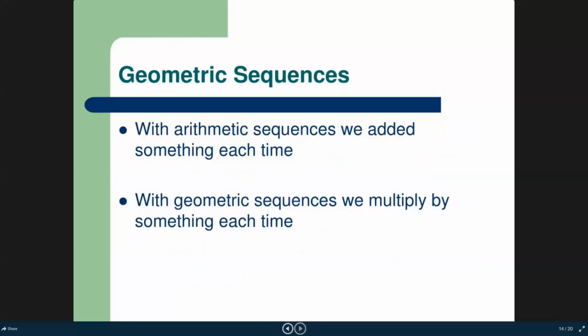Now we want to turn our attention to what we call a geometric sequence, right? A little different from the arithmetic sequence. In the arithmetic sequence, you just add a number to the previous term to get the next. A geometric sequence is a little different, where you multiply the previous term by some number to give you the next one, right? That's what it is.